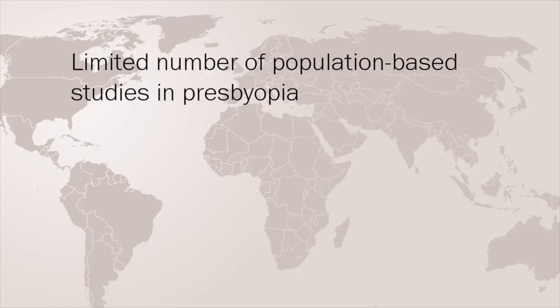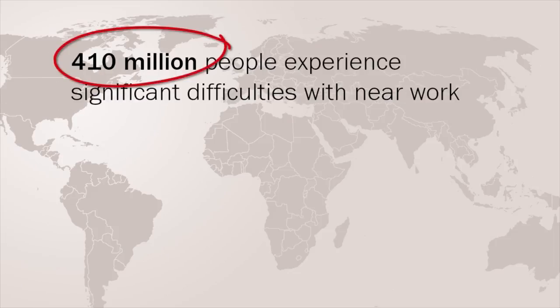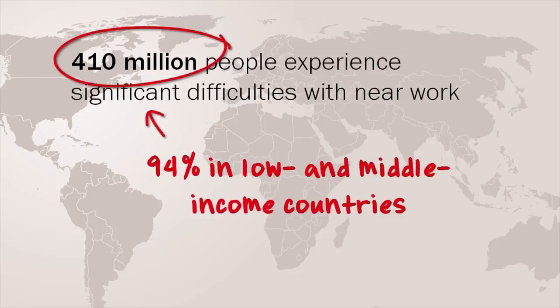There have been a limited number of population-based studies in presbyopia. It was estimated that, globally, there were 517 million people without adequate correction for functional presbyopia in 2005. Some of these people would have had minimal correction requirements, and the estimate of those that are likely to experience significant difficulties with near work was about 410 million. Of these people, 94% lived in low and middle income countries. Projections indicate that urgent service provision is required in order to manage the projected need for presbyopic correction in the future.